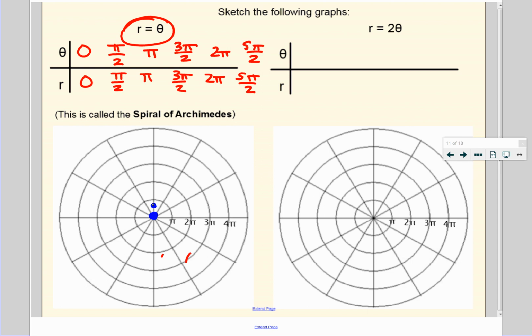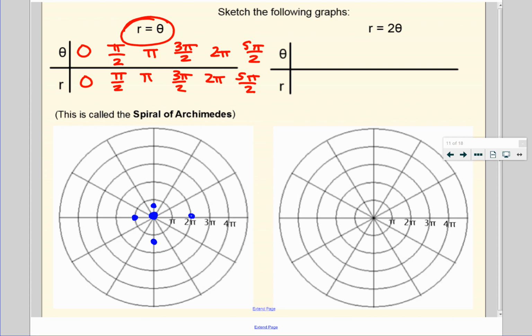Okay, the next point is pi, pi. Well, we know pi is on the left side, right? And I am pi units away. So I'm on the first circle. 3 pi over 2 is going to be at the bottom. And 3 pi over 2, you can make like 1.5 pi. So I'm between the first and the second circle. That's where my point goes.